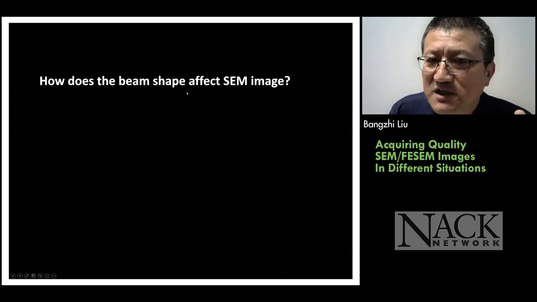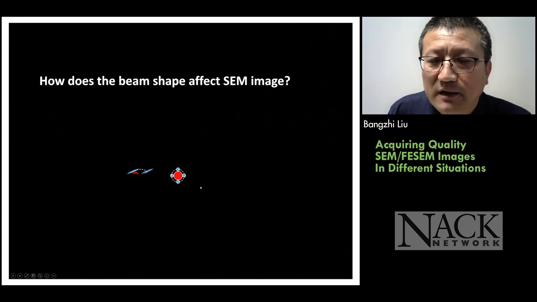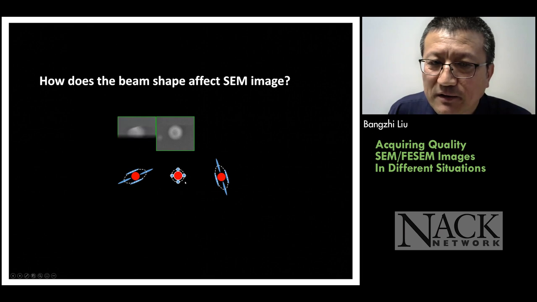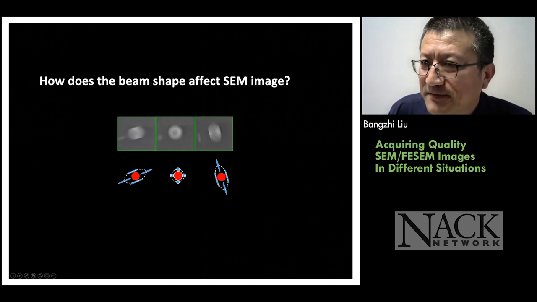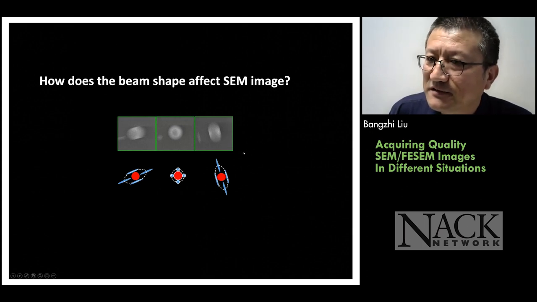So how does the beam shape affect the SEM image? If you have a circular beam shape, the image is normal. If you stretch the beam like this, the image will go like this. If the beam is stretched, the image will be stretched. If the beam is stretched along a different direction, the image will be stretched along different directions. That's what we see if we have a stretched beam inside the SEM.